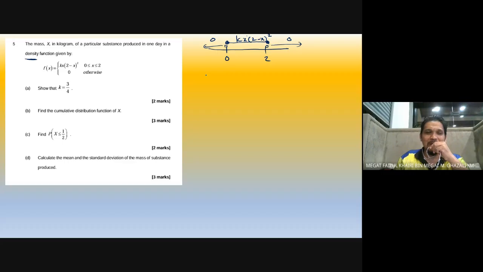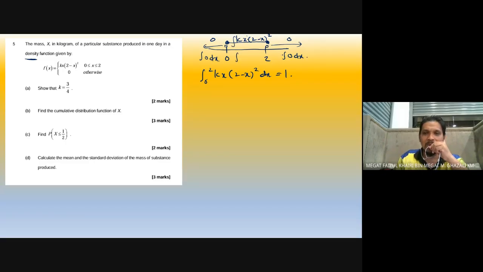Sorry. Show that k equals 3 over 4. So the integral from 0 until 2 of k x (2 minus x) squared dx equals 1. The total of the integral of 0 dx, the integral of 0 dx, and the integral of this function with respect to x, this plus this plus this, equals 1. But of course, we know that the integral of 0 is 0, and the integral of 0 with respect to x is also 0. So we just count on this.